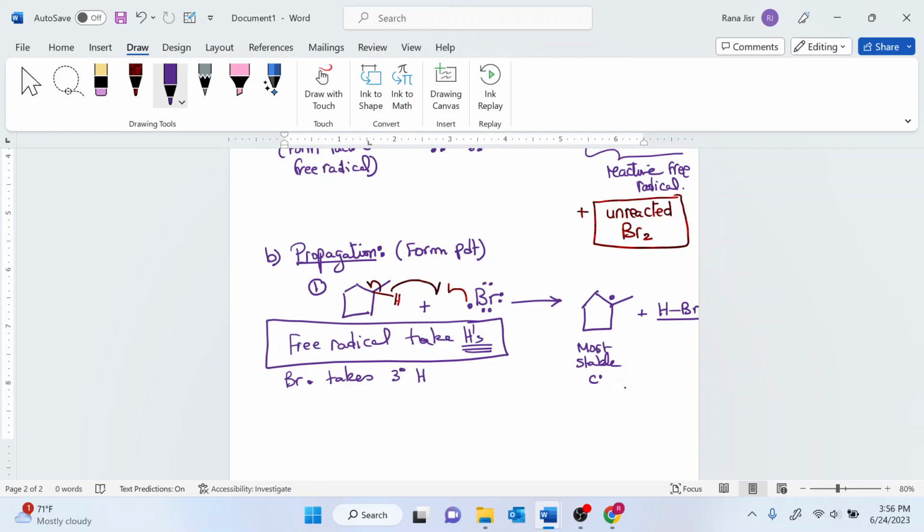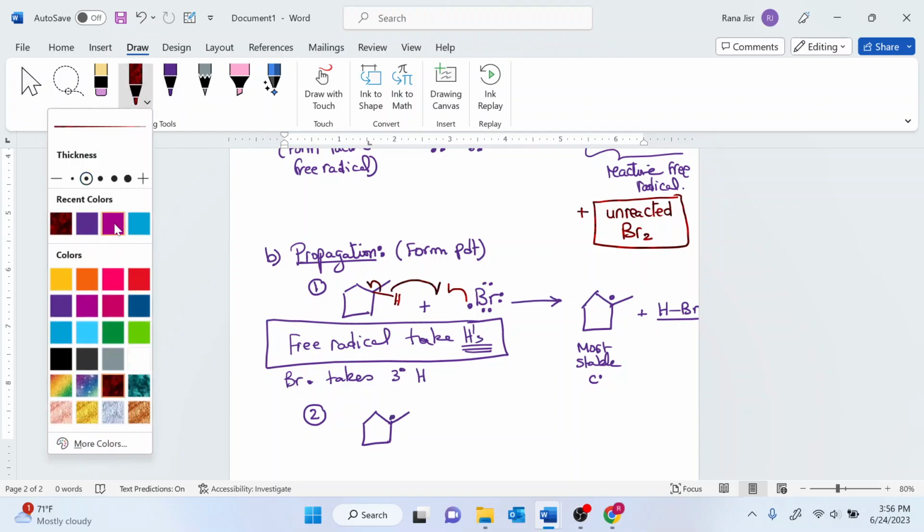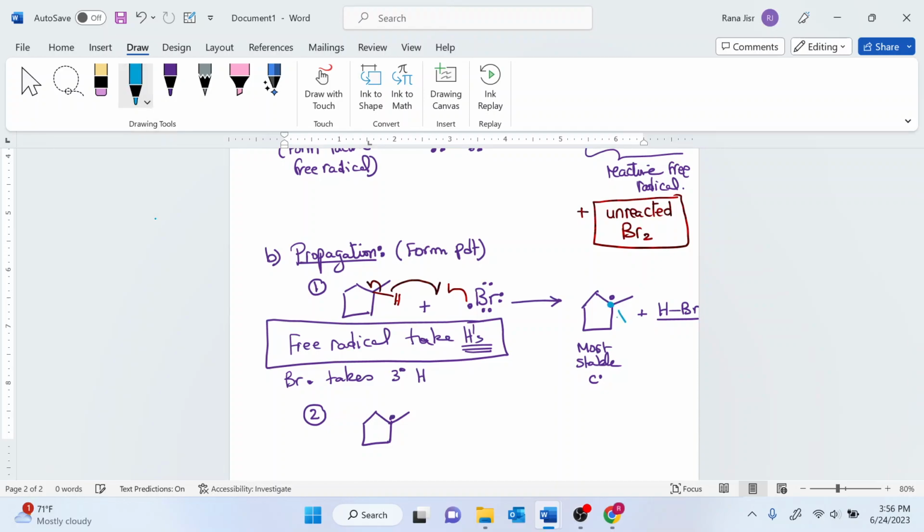This is the first step of the propagation. The second step of the propagation, I'm going to take my free radical that I made. Now, don't forget that free radicals are sp2 hybridized carbons, right? So this one over here is an sp2 hybridized carbon, and sp2 hybridization are planar.